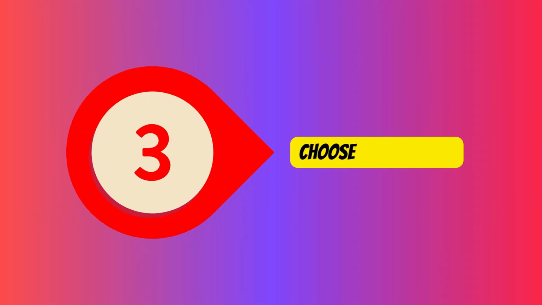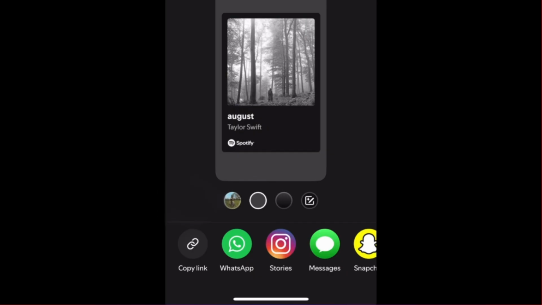Step 3. Choose Background. Depending on the track, you might be able to customize your story's look. Choose a background, like a video clip, photo, solid color, or gradient.